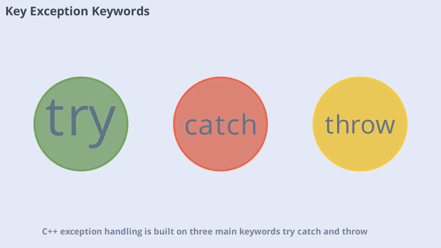C++ exception handling is built on three main keywords: try, catch, and throw. The try block contains code that might throw an exception. If an error occurs, the throw statement is used to signal the exception. The catch block then handles the exception. This structure allows you to separate error handling code from regular logic, making your programs cleaner and more reliable.